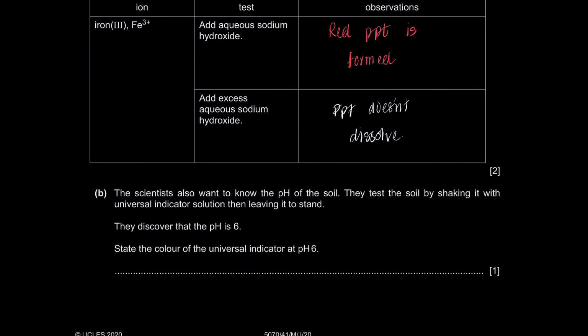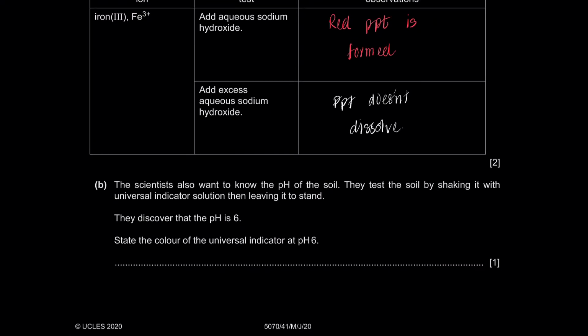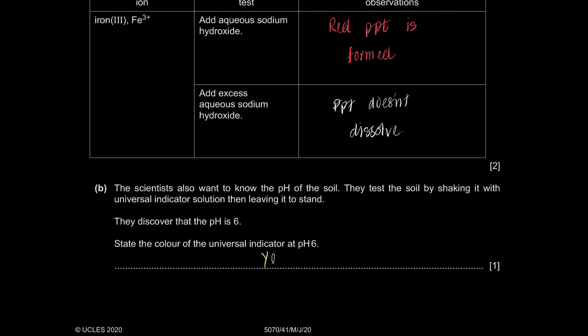The scientists also want to know the pH of the soil. Oh man, I hate this question. They're essentially asking what is the color of universal indicator at pH 6, and as if there wasn't enough rectification involved in chemistry. But the answer is yellow. Strictly yellow.